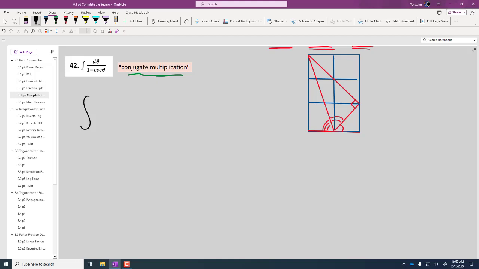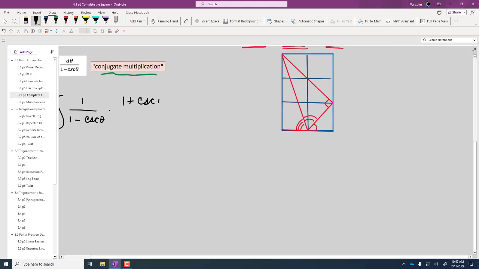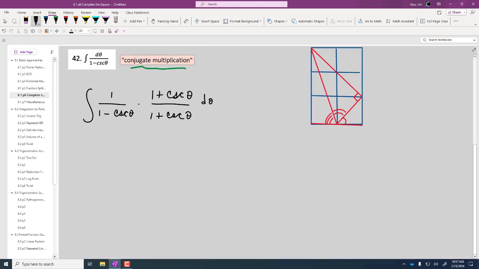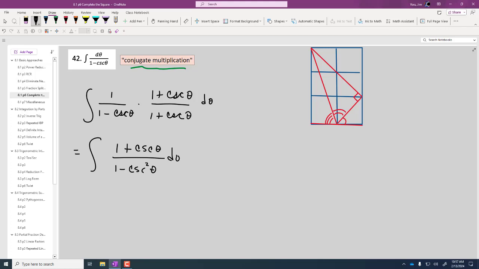So what we're going to do here is do conjugate multiplication, and this will have two effects. So if we multiply by the conjugate here, 1 plus cosecant of theta over 1 plus cosecant of theta, this will have a couple of good end results. So first off, the numerator is going to be two terms, and the denominator is eventually going to be one term, because that denominator is now an identity. 1 minus cosecant squared comes from a Pythagorean identity.